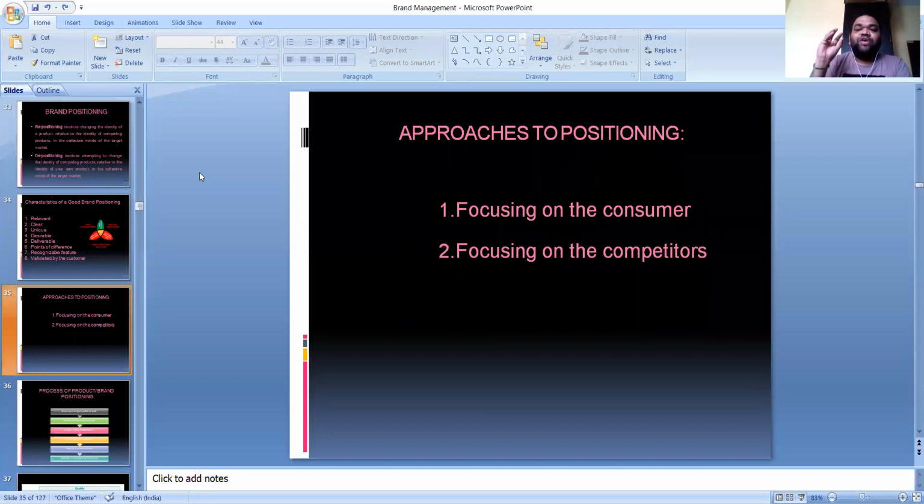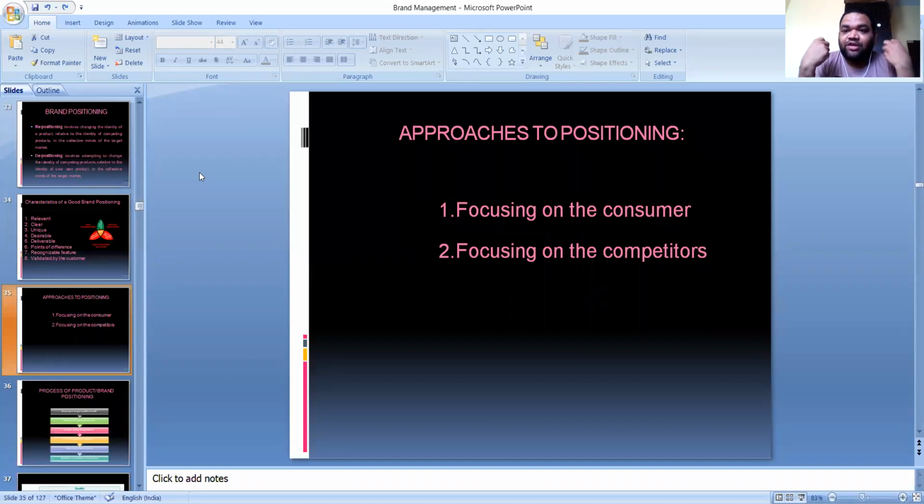So we have to target some competitors based on our product, or product features, and again based on our target customers. Sometimes the target customers are different even when the product is the same. For example, soaps: Johnson and Johnson, and Santoor or Lux or anything. Here the products are the same, the soap category, but the target customers are different.